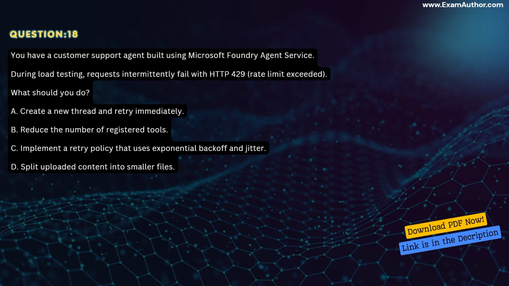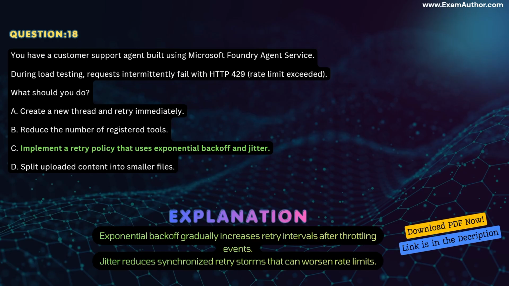Correct answer: C. Implement a retry policy that uses exponential backoff and jitter. Explanation: exponential backoff gradually increases retry intervals after throttling events. Jitter reduces synchronized retry storms that can worsen rate limits.